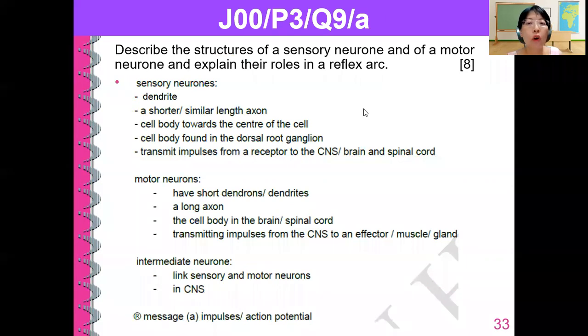Okay, so that's all for today's lesson about the nervous system, basically focusing on the structure and function of 3 neurons involved in the reflex arc, which are the sensory neuron, the motor neuron, and the intermediate neuron.